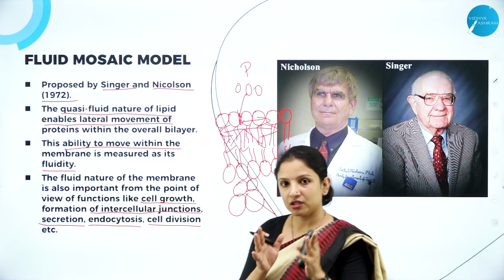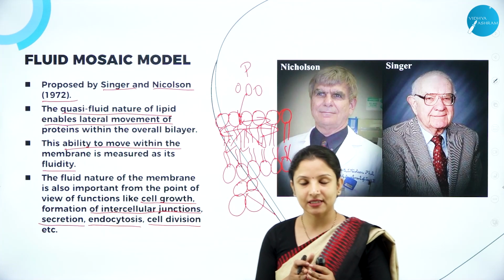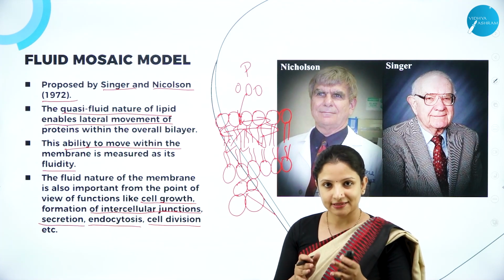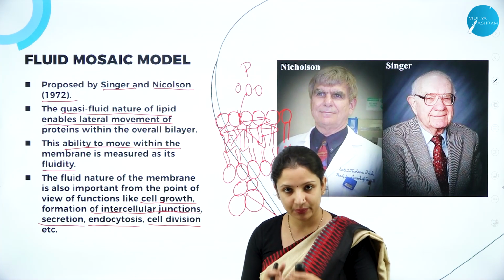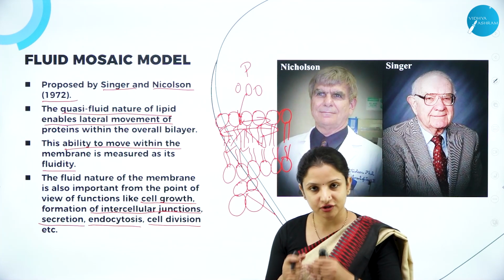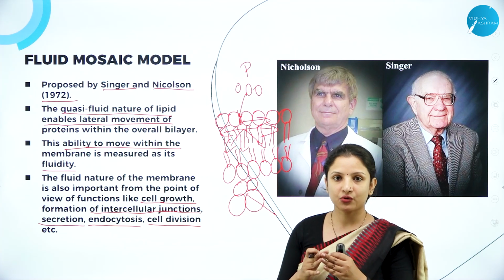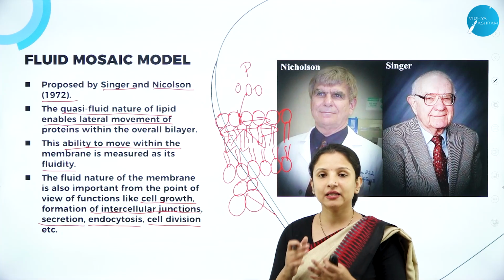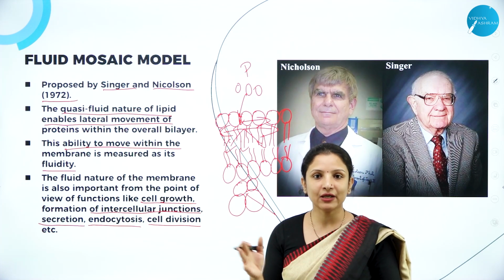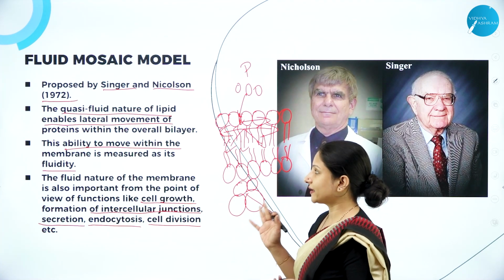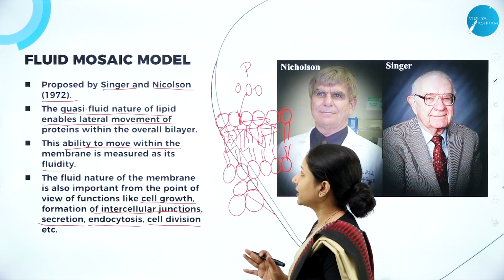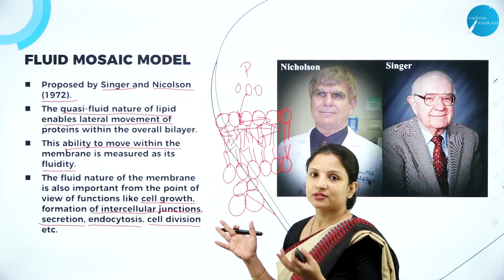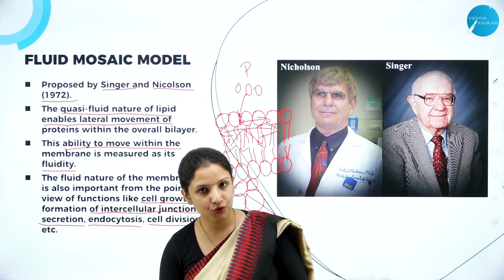So finally, what does the fluid mosaic model state? It states that the plasma membrane is made up of a lipid bilayer and the phospholipids are arranged in such a way that they are quite fluid in nature, and that fluidity helps the proteins to move freely wherever they need to. So that is the quasi-fluid nature. That is about the fluid mosaic model of the plasma membrane, and about the cell membrane in eukaryotes.